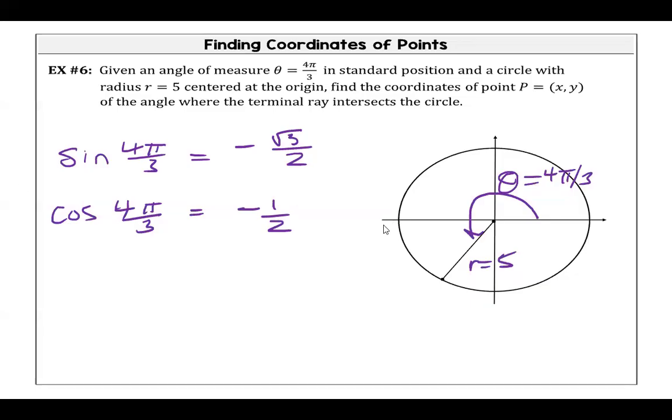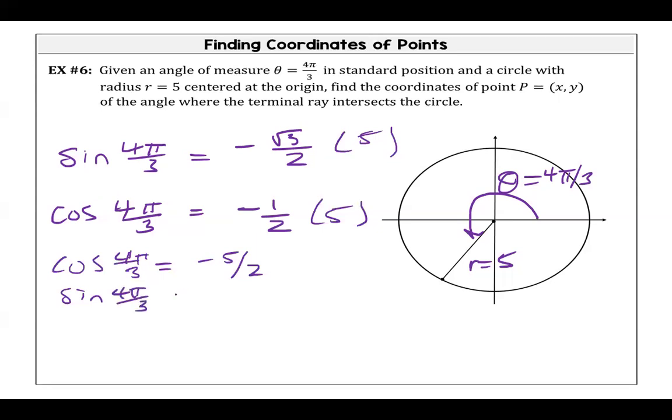All right, so in this case, guys, all we're doing is multiplying because our radius is multiplied by 5. So what is going to happen to these values? They're going to be multiplied by 5. So we're just multiplying u times 5 and u times 5. Therefore, the cosine of 4 pi over 3 with a radius of 5 is going to be negative 5 halves. Do we see that? The sine of 4 pi over 3 with a radius of 5 is going to be negative 5 square root of 3 over 2.